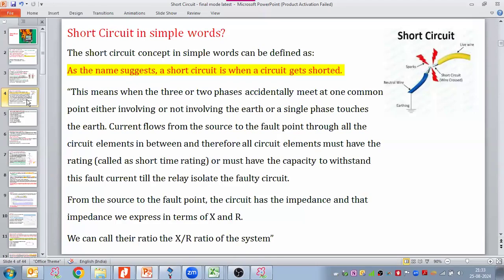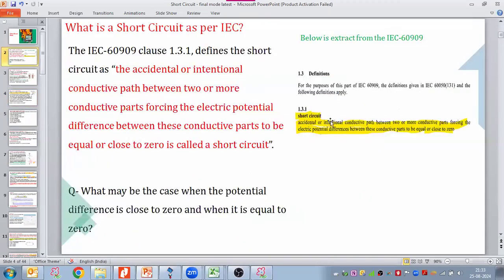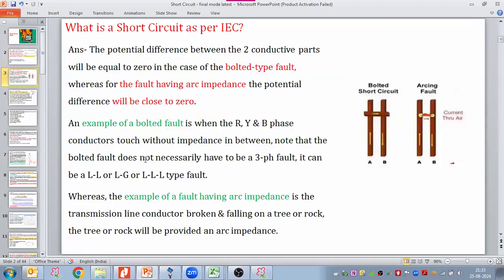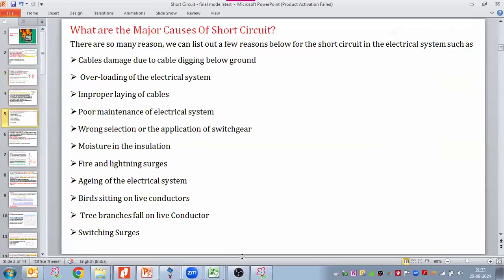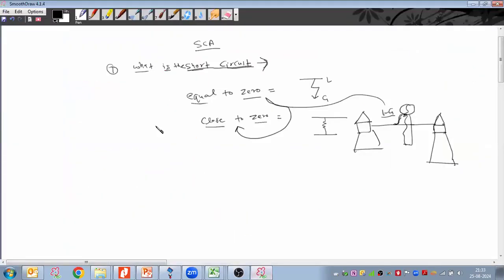As per IEC 60909, we can define short circuit current by this statement. And from this statement we understood the meaning: the impedance will be close to zero, when the impedance will be equal to zero. So am I clear so far? What is the short circuit? This is the first topic that we understood: the definition of short circuit.